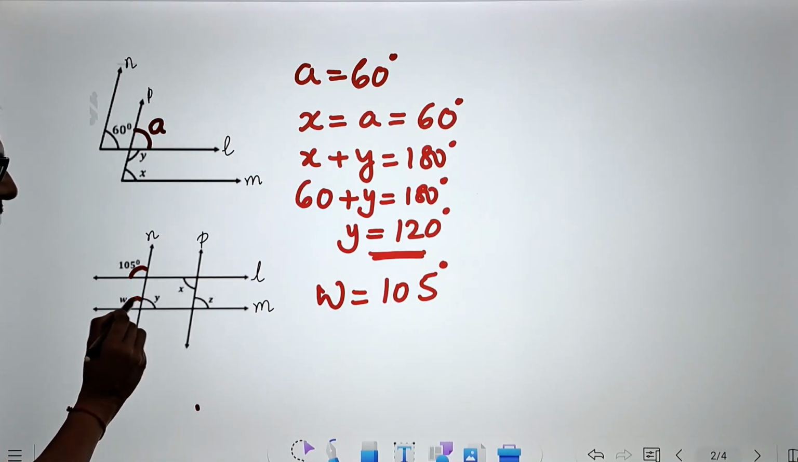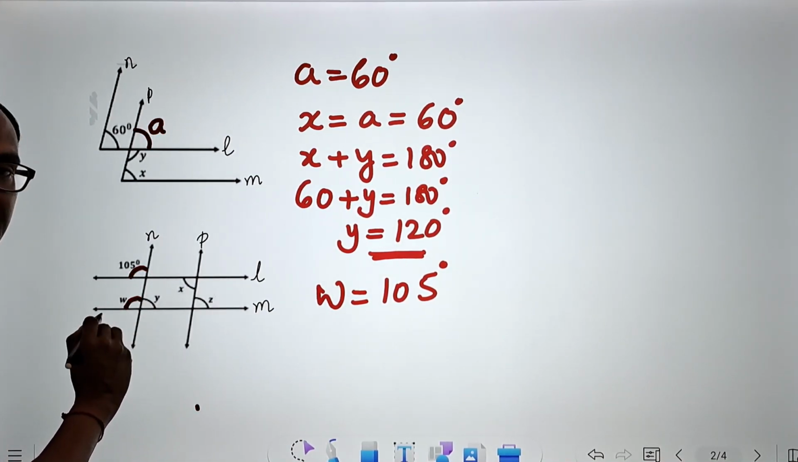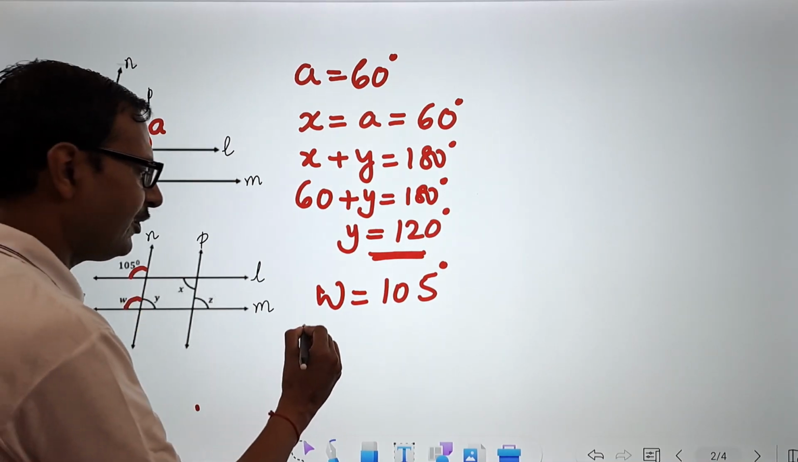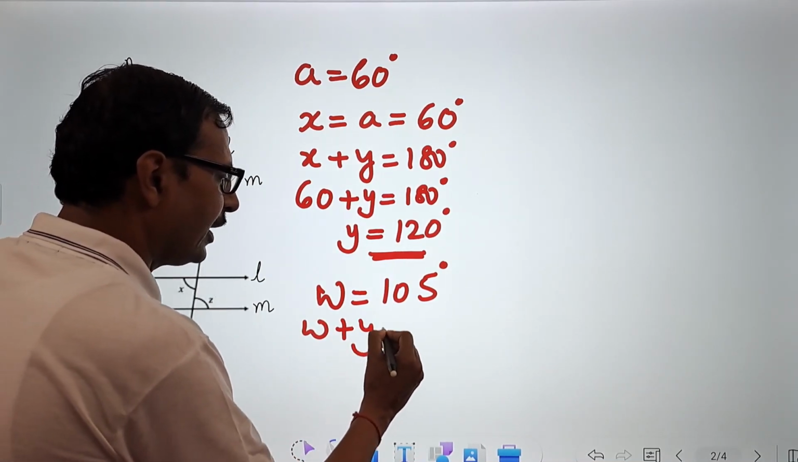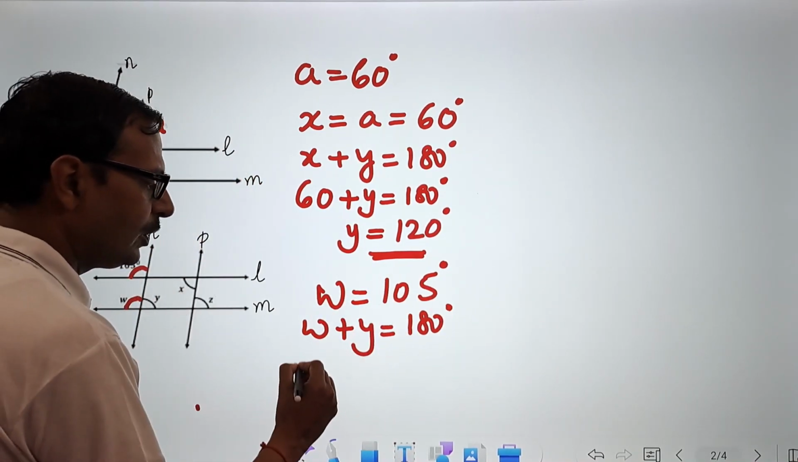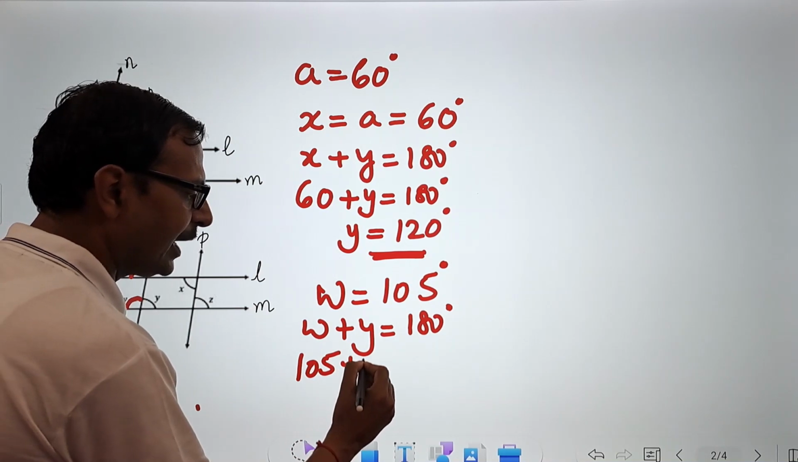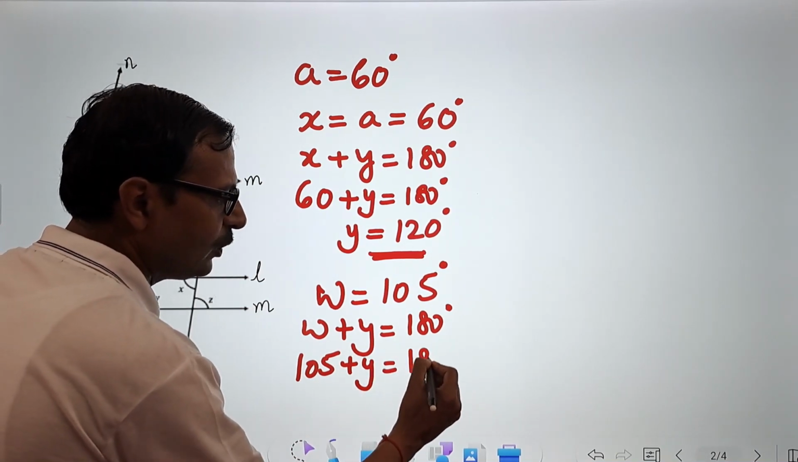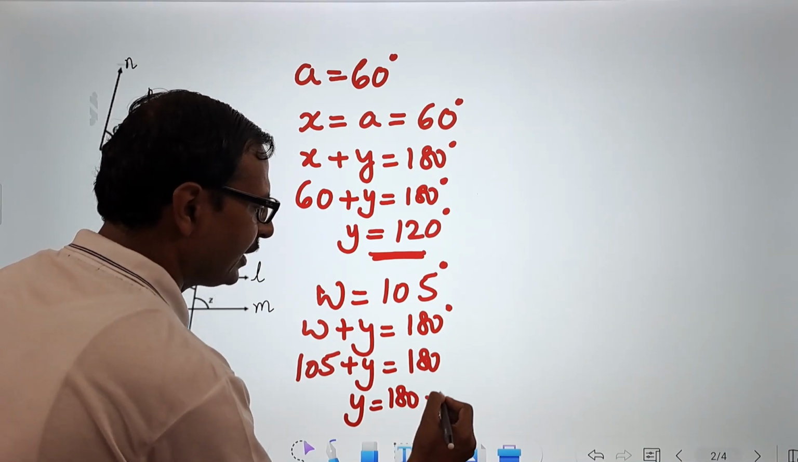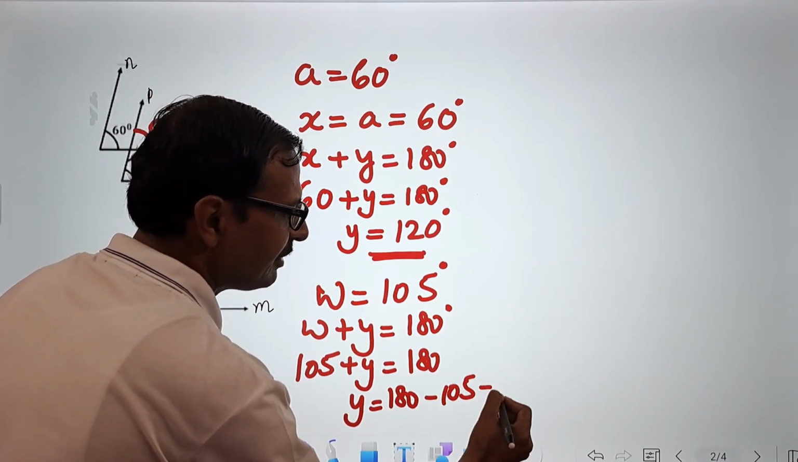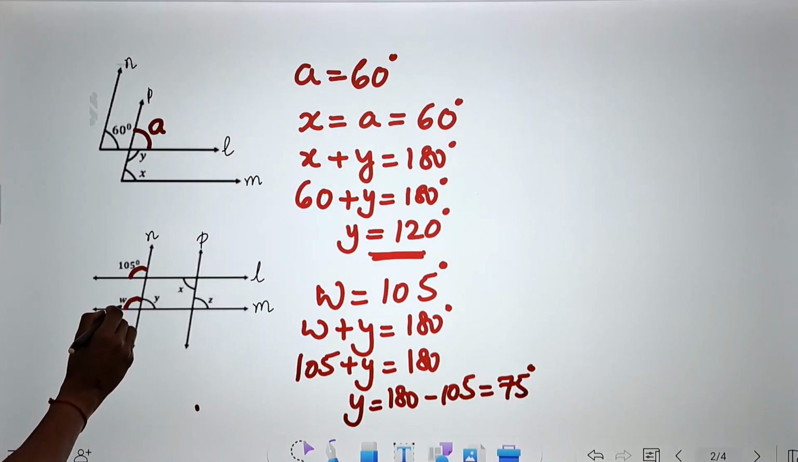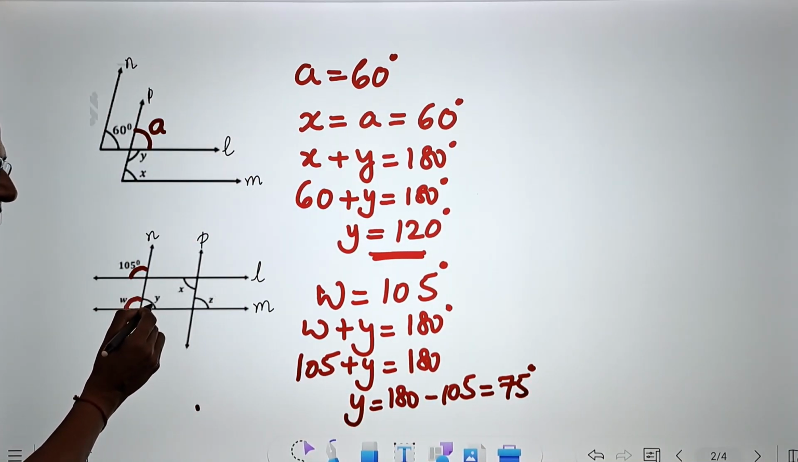Now W and Y, they form a linear pair because they are on a straight line. So W and Y will add up to 180 degree because they form a linear pair. So since we know W, you can put the value here and you will get the value of Y. So the value of Y will be 180 minus 105, which is 75 degree. So we got another angle. This is 105 and this is 75.